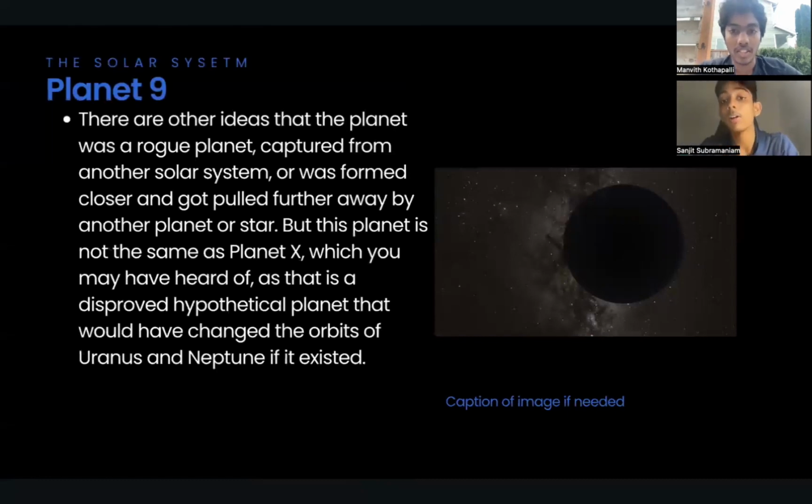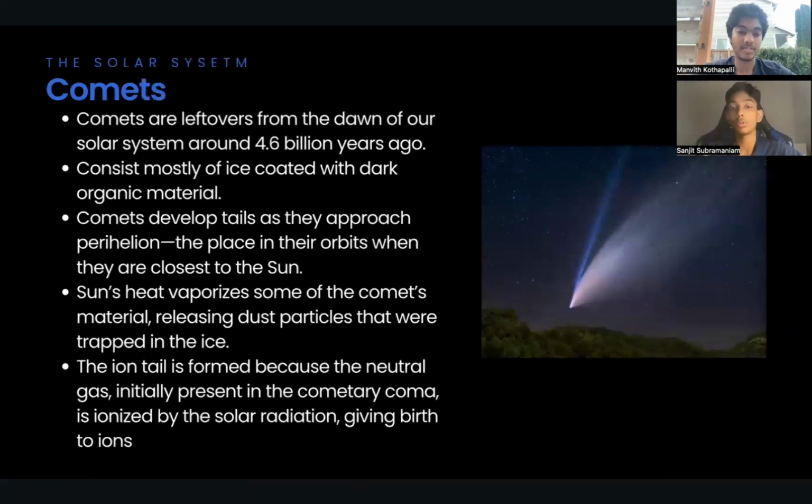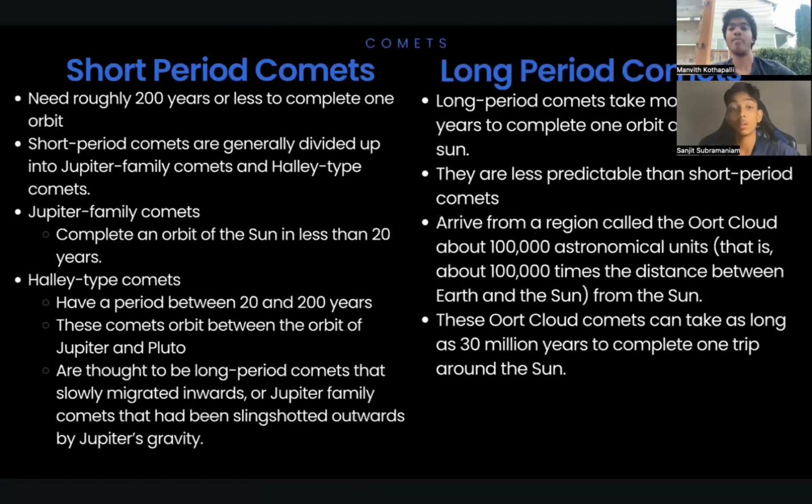So comets are classified based on the duration of their orbits around the sun. Comets are basically leftovers from the dawn of our solar system around 4.6 billion years ago and consist mostly of ice coated with dark organic material. They've been referred to as dirty snowballs, and they might yield important clues about the formation of our solar system. First, short period comets. Short period comets need roughly 200 years or less to complete one orbit, while long period comets take more than 200 years.